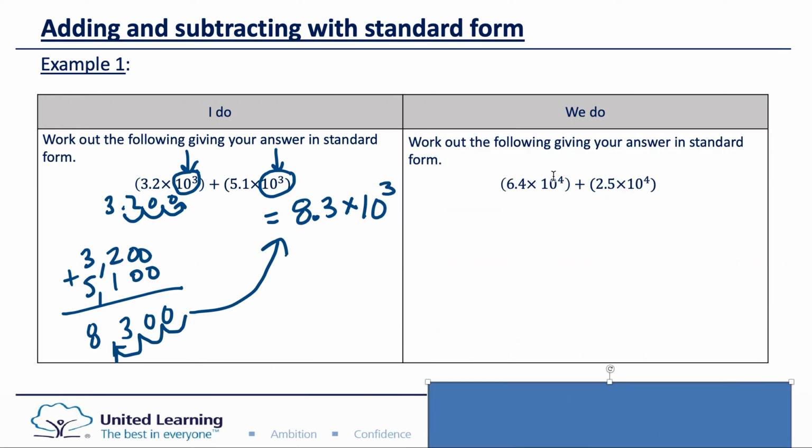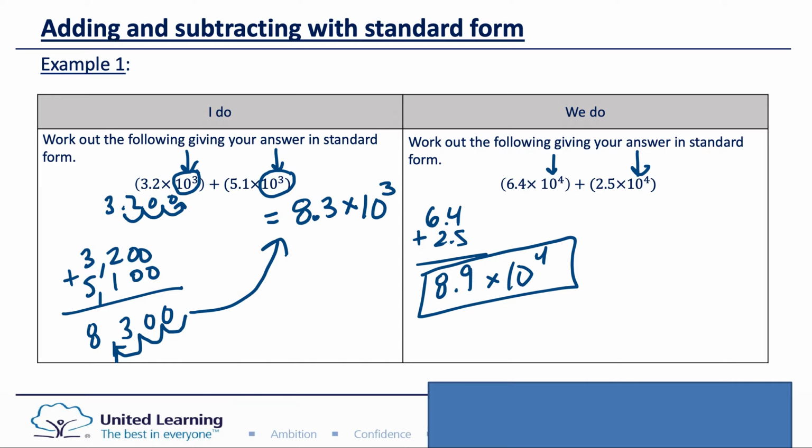Okay, notice again, look, the powers of 10 are the same, so you can actually do the quicker way this time. Pause the video, and let's see if you got it. Okay, let's find out. So I'm noticing my powers of 10 are the same, so I can actually add these as is. So I'm going to add 6.4 plus 2.5 to get 8.9, and then that would just be times 10 to the fourth.